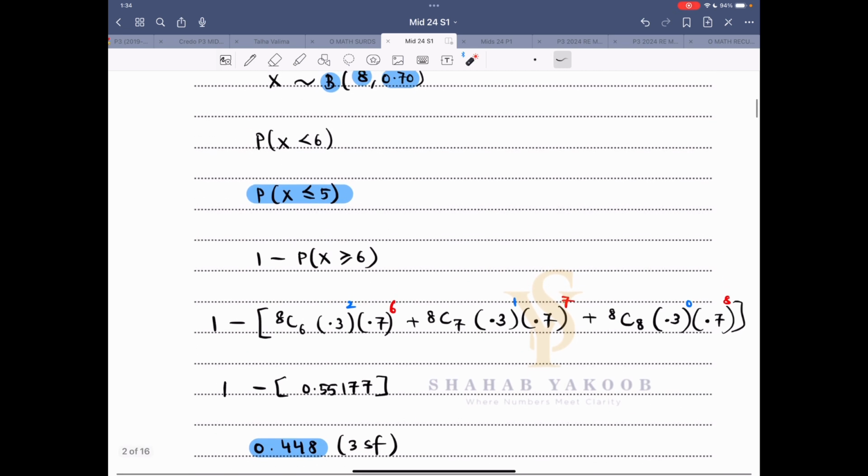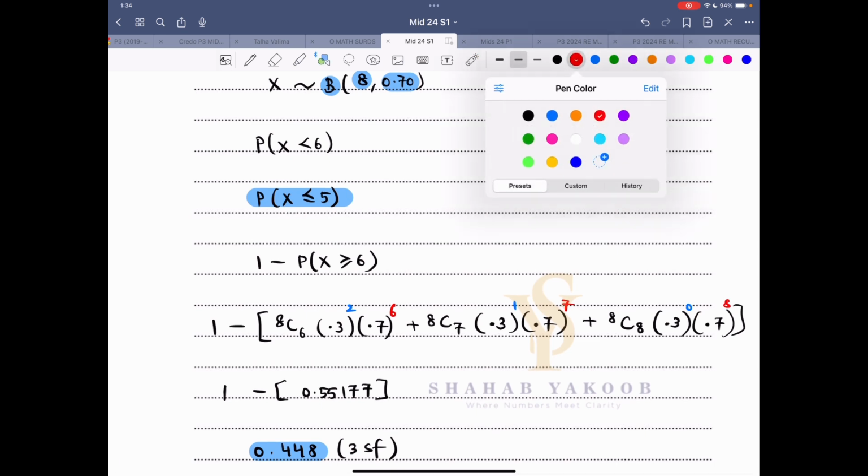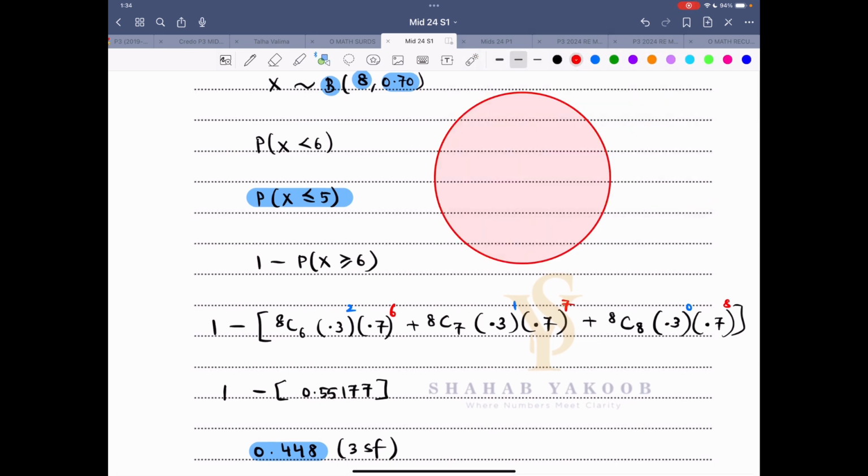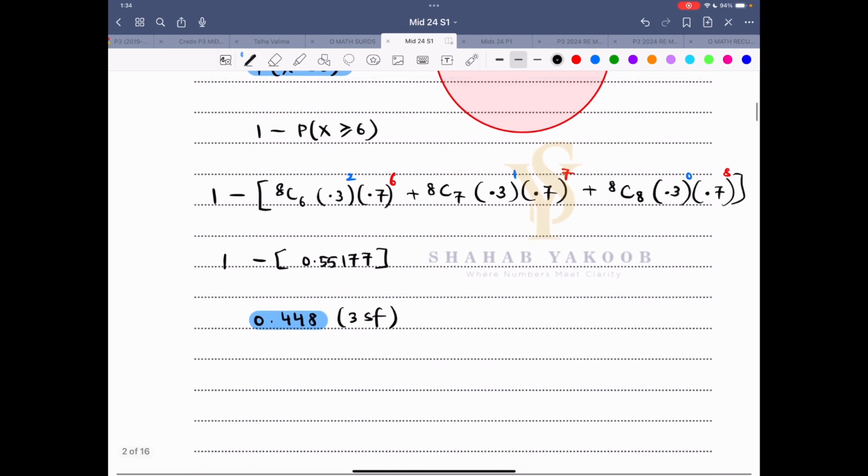Now, let me write down the formula in case anyone needs that formula. X follows a binomial distribution B(n, p), and probability X equals r is nCr, success raised to the power of r, failure raised to the power of n minus r. So let's look closely over here. The probability of success is 0.7. So 8C6, 0.7 raised to the power of 6. 8C7, 0.7 raised to the power of 7. 8C8, 0.7 raised to the power of 8.